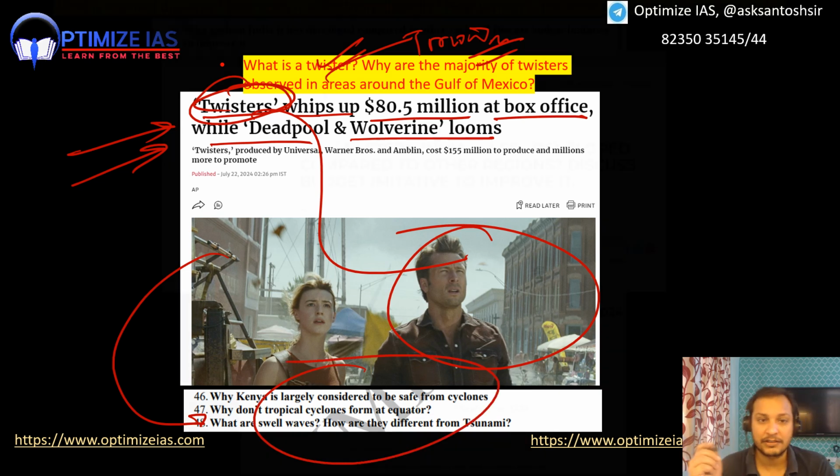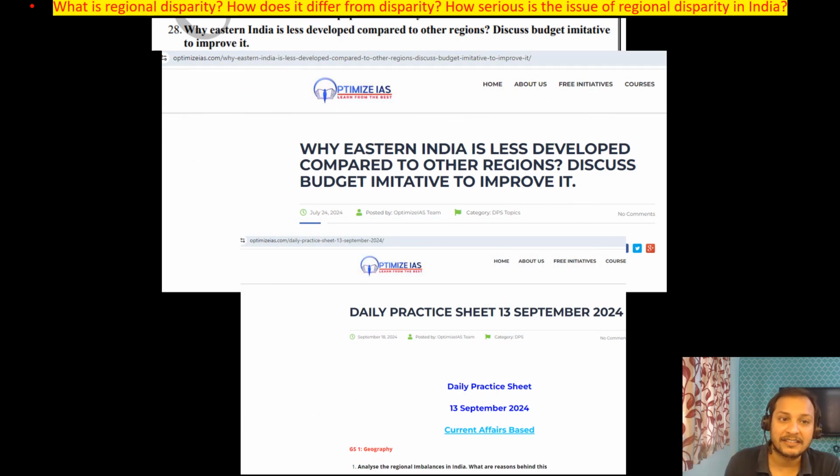Okay, next you can see here, what is regional disparity? How does it differ from other disparity? How serious is the issue of regional disparity? Exactly the same question I predicted in my DPS question. You can see here 18th of September 2024, just a few days back. Analyze the regional imbalance in India. What are the reasons behind this?